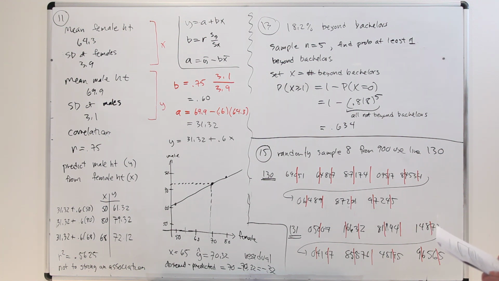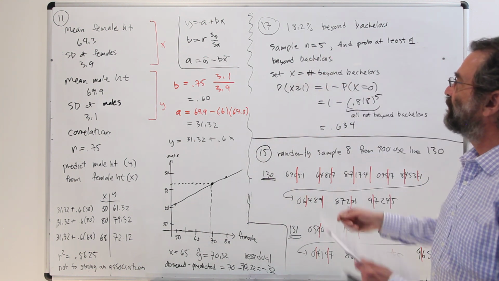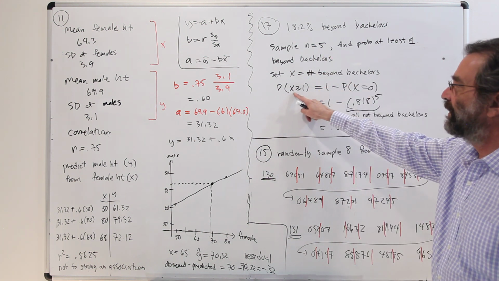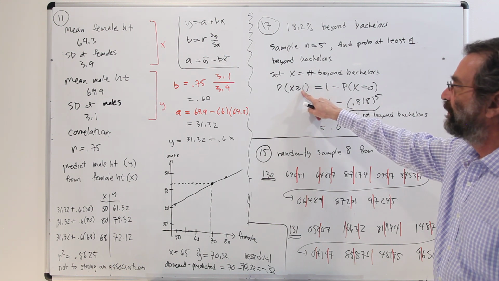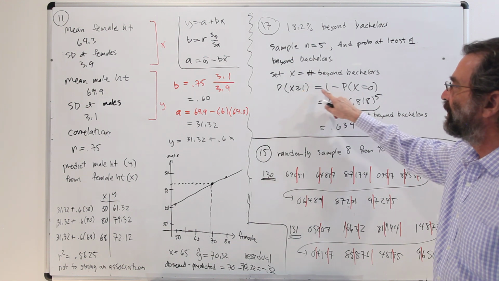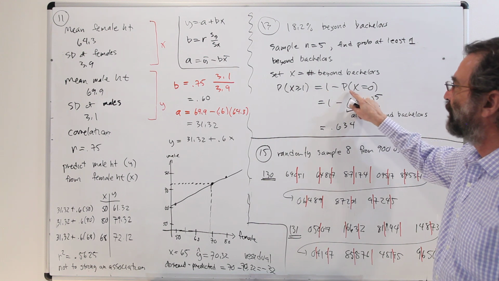Here is a problem involving random sampling of 5 people. 18.2% have education beyond a bachelor's degree. If we sample n equal to 5 individuals, find the probability at least one is educated beyond the bachelor's. So if we set x equal to the number educated in 5 beyond bachelor's, then the probability x is bigger than or equal to 1 is, because x has to be 0, 1, 2, 3, whatever, the only thing left is 0. So we could easily compute that: the probability that x is greater than or equal to 1 is 1 minus the probability x equal to 0.